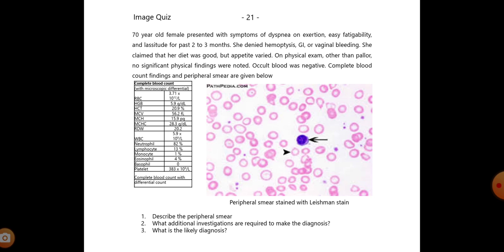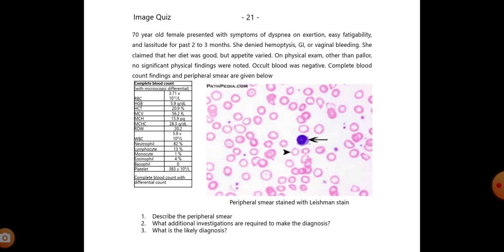This is a case of a 70-year-old female presenting with dyspnea on exertion, easy fatigability, and you can see the CBC count and the peripheral blood smear picture which is given here. So on the CBC counts, the hemoglobin and RBCs are reduced, the RBC indices, the MCV is very much reduced, which is 56 femtoliters, MCH is reduced, MCHC is reduced, and the RDW is increased.